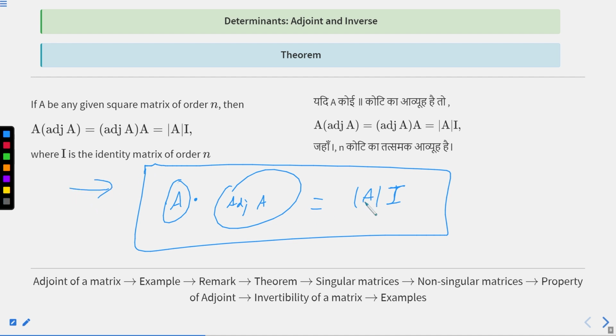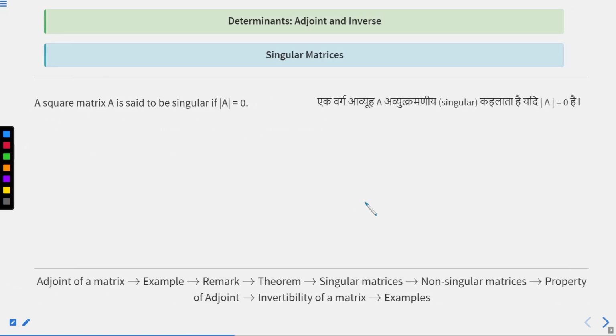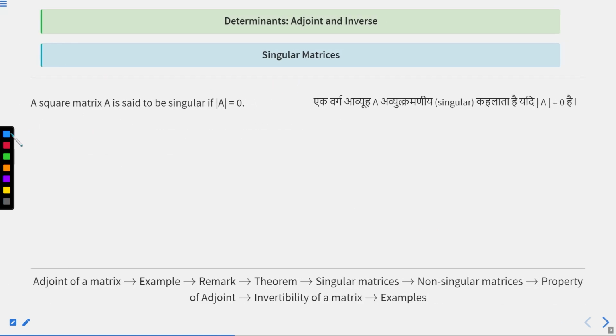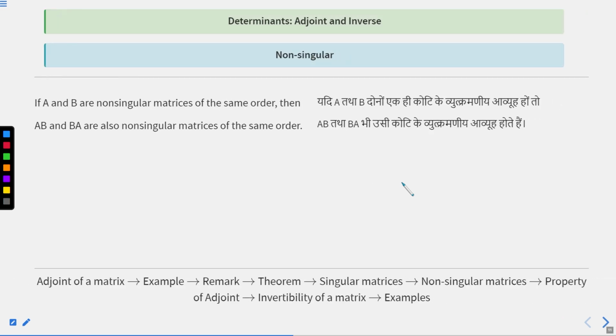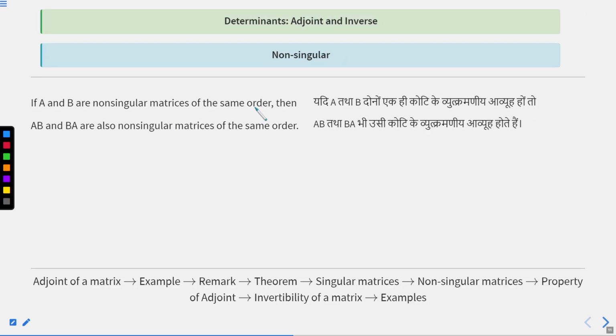Now another definition you saw, about singular matrices. A matrix is singular when its determinant is 0. Non-singular means non-zero. Clear? So singular when determinant of A is 0, non-singular means not 0. Simple.